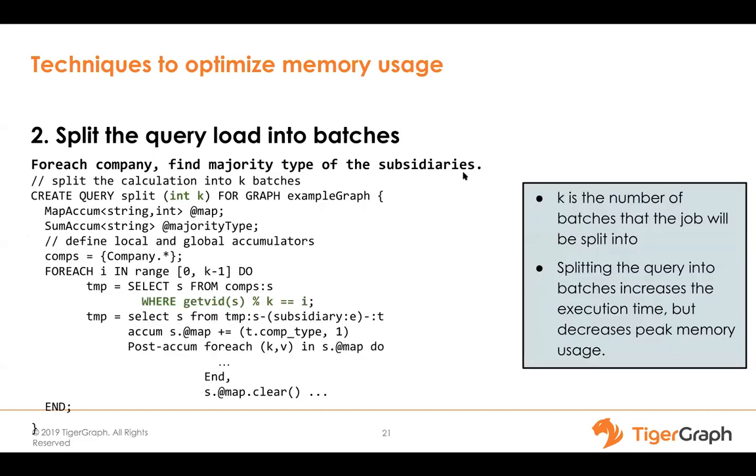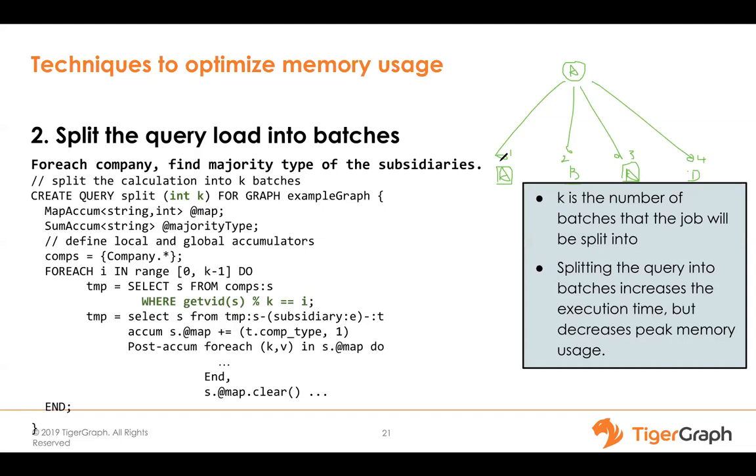Now this example is, for each company, find the majority type of subsidiaries. So assume each subsidiary company has a type. And we want to ask a question like, for all the companies in the world, what is the majority type of subsidiaries? Let me give you an example. A company A has a list of subsidiaries. We have many, many of those. Say subsidiary 1 is under type A, subsidiary 2 under type B, subsidiary 3 is under type A again, and subsidiary 4 under type D. Then A is the majority type because we have two A's, one under B and one under D, right? So the result should be A.